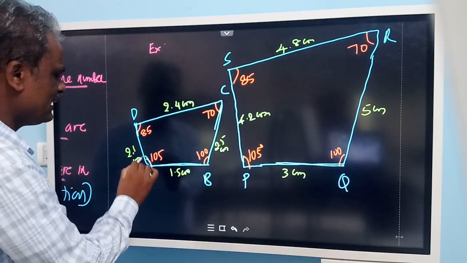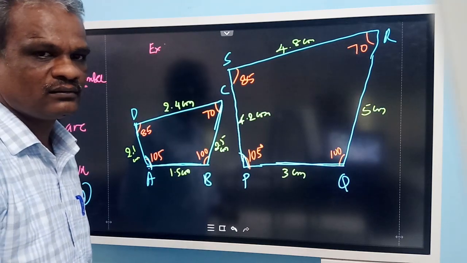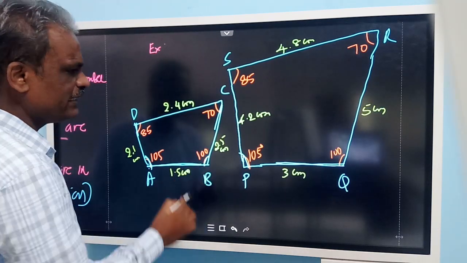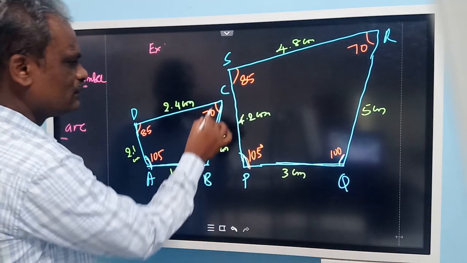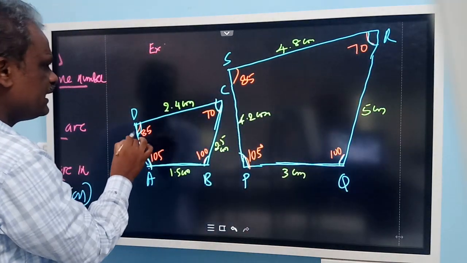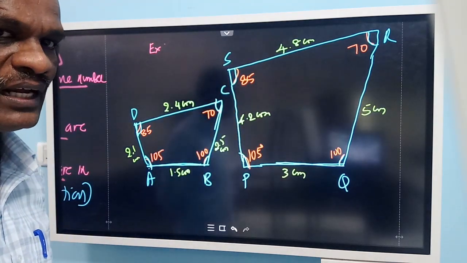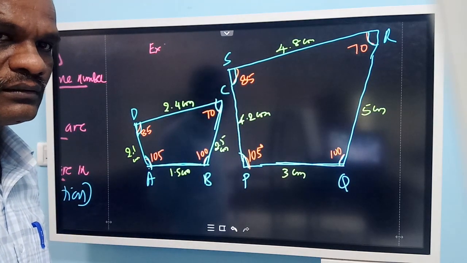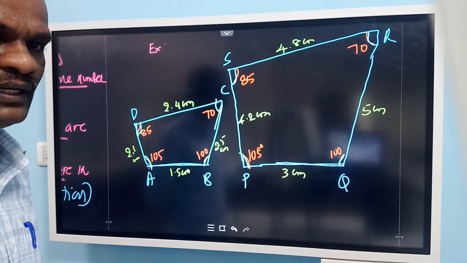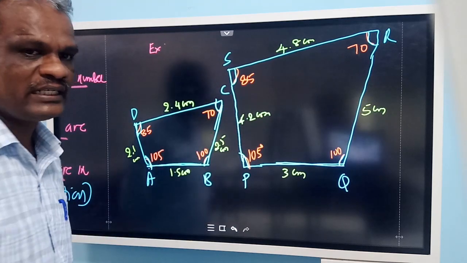What is the measurement of the angle here? Look at this, 105 degrees. P is also 105 degrees. Then B is 100 degrees, Q here 100 degrees, C here 70 degrees, R 70 degrees, D 85, S 85. Tell me whether the corresponding angles are equal or not. Yes, all the corresponding angles are equal.